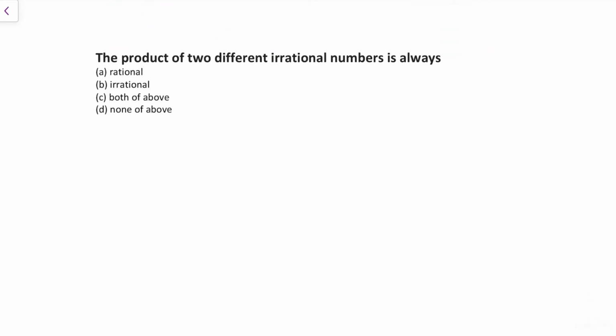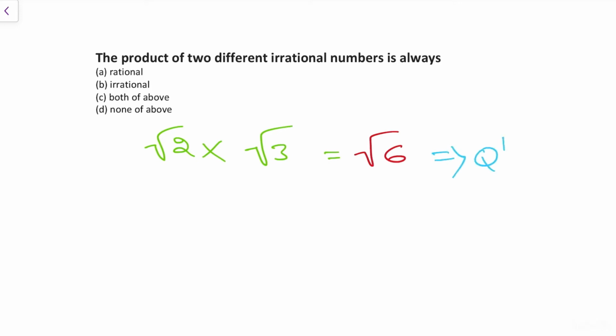Next question. The product of two different irrational numbers is always, let us check once. I am taking one irrational number root 2 and I am multiplying it with another irrational number, root 3. Root 2 into root 3 is root 6, and root 6 is an irrational number.